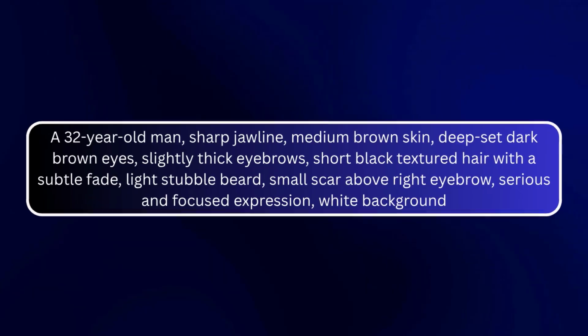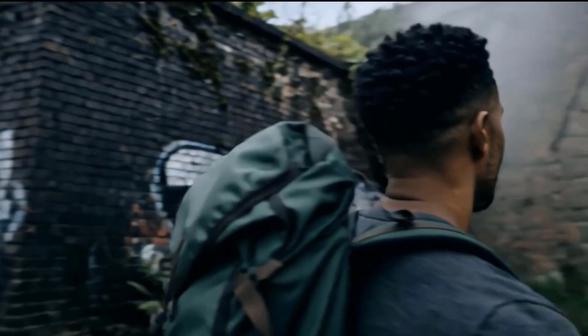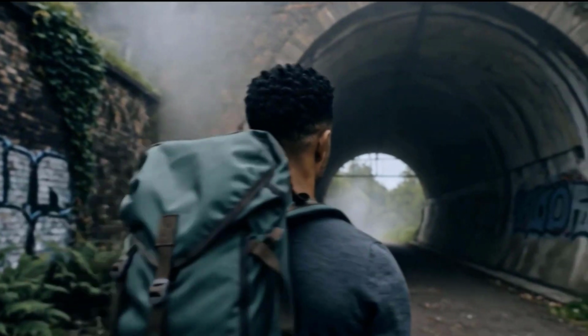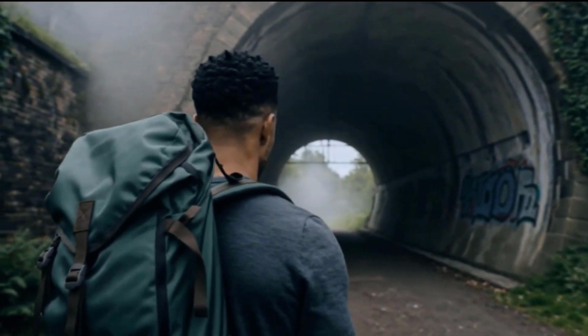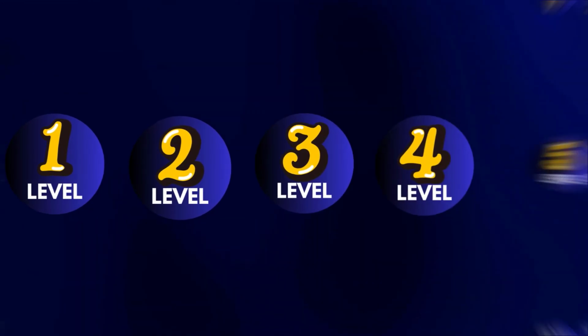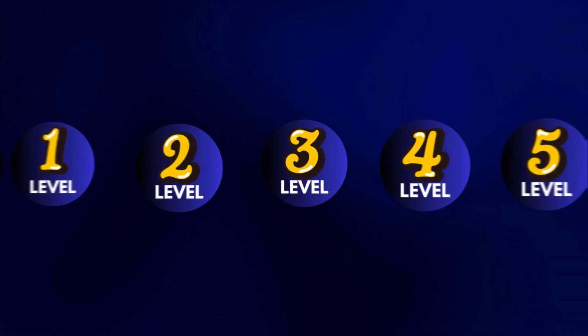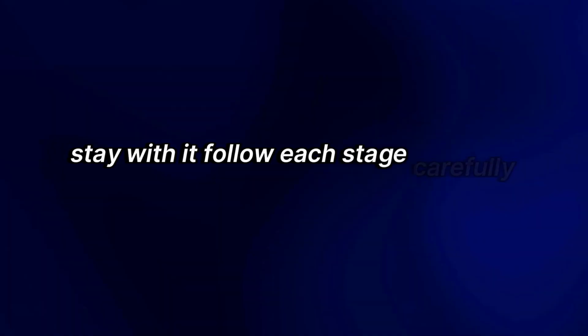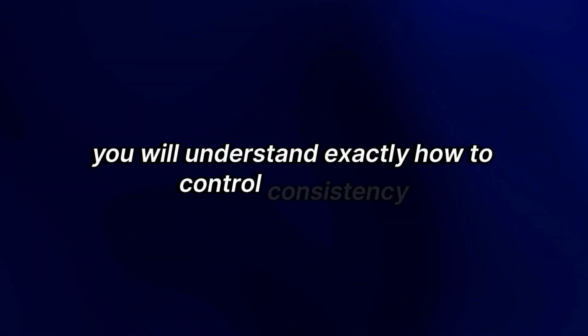You will learn the full process, starting from a simple text prompt, moving to creating a base image, and then building it all the way into a full cinematic video where your character exists naturally inside every scene. Each level builds on the previous one. So don't skip any part of this video, because missing even one step can break the entire flow. Stay with it, follow each stage carefully, and by the end, you will understand exactly how to control consistency from start to finish.